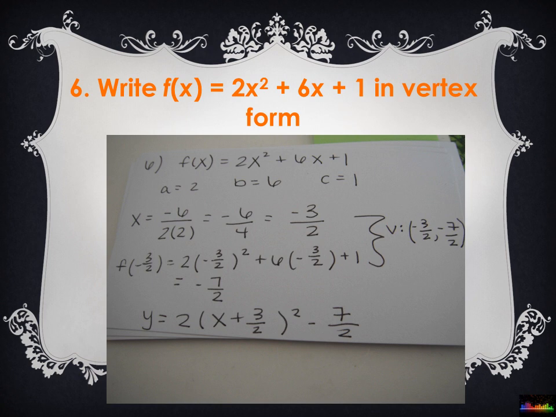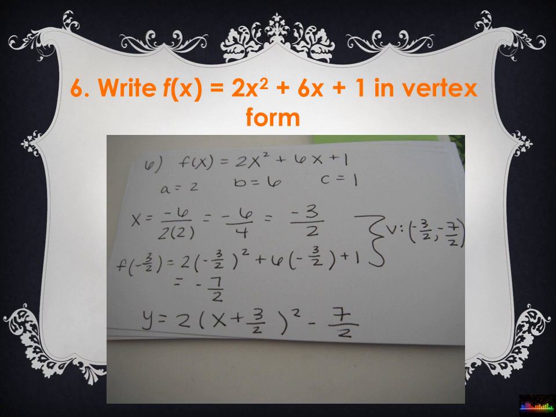So we do negative 6 over 2 times 2. That simplifies to be negative 3 over 2. You now have the x value of your vertex, or the h value, when we're putting it into vertex form. We need to find k. We will take that x value and substitute it back in to the original equation to find y.